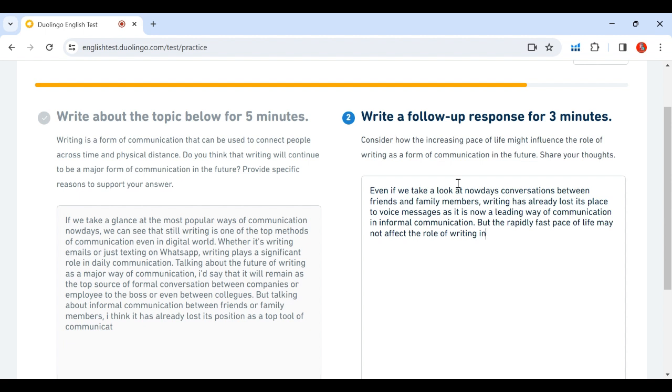What, in the formal fields, because writing a proper email is still considered as a polite way of communicating.